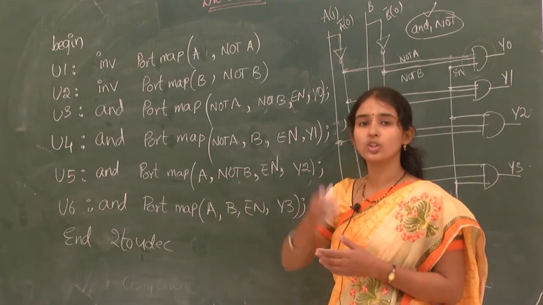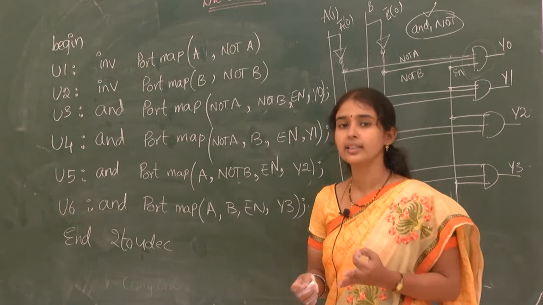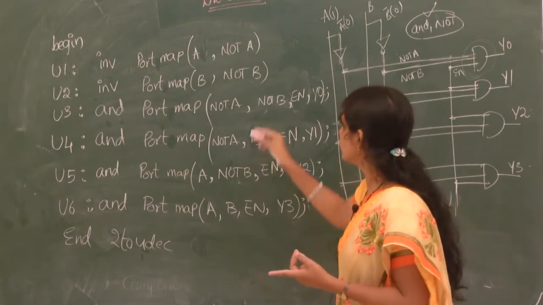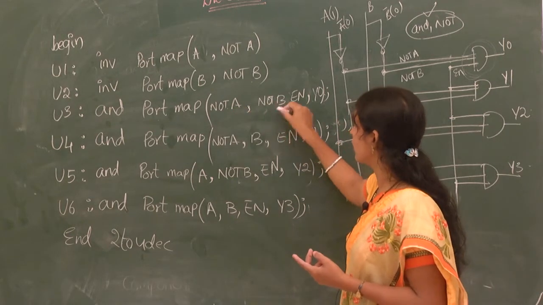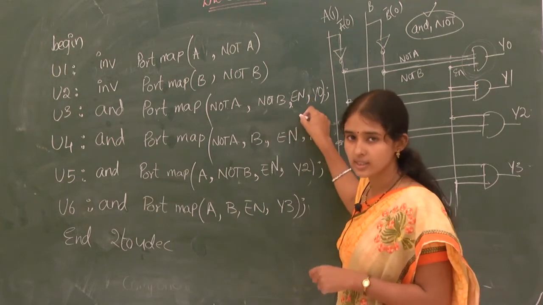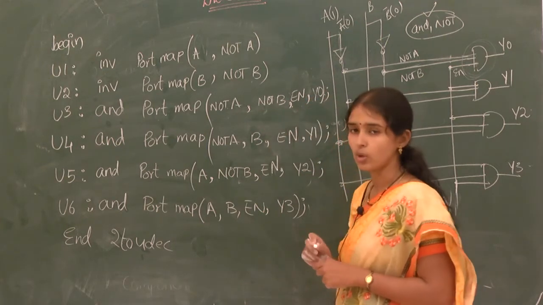As you have mentioned in the component declaration that it is only taking 3 inputs and 1 output. So you are mapping that it is taking not A and not B and enable input as its input and Y0 as its output.